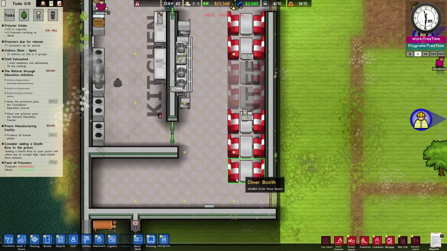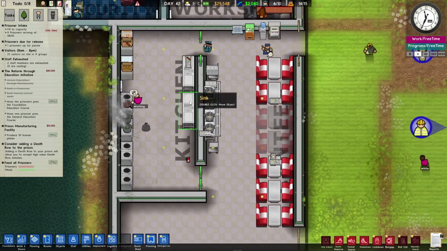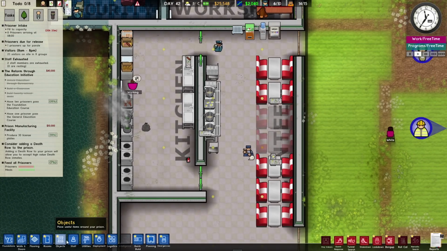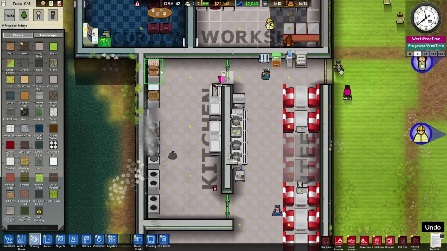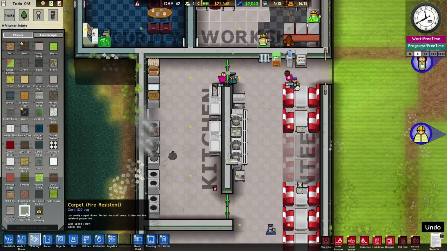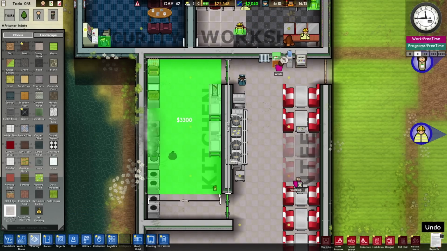And then, yeah, do we need flooring? Do we want to put flooring in here? How about in the kitchen? Because we have got a little bit of money now, so I kind of feel like we need to start improving the loveliness around the place. So, let's have a look over here. How about fire-resistant... Oh, hang on. Laminate flooring. That's really nice. And it's fire-resistant in here.